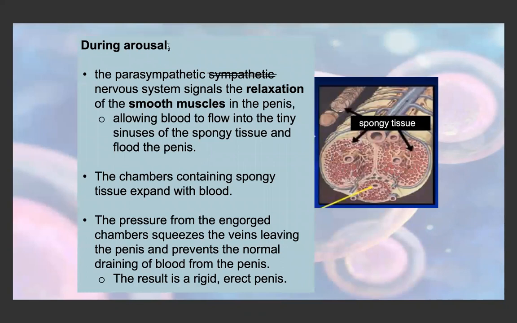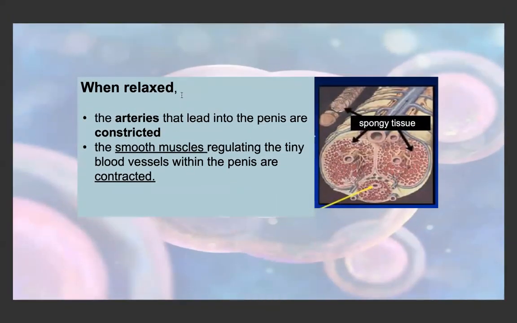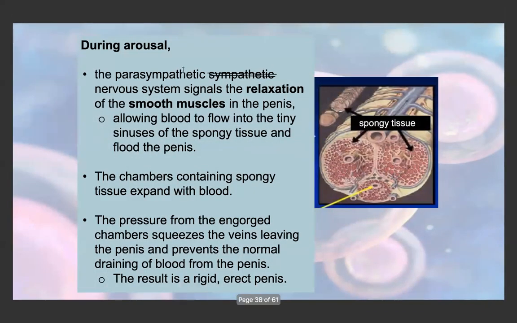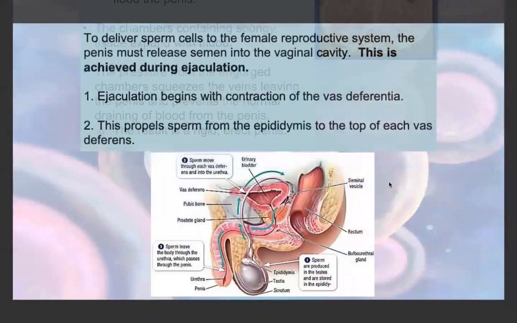During arousal, so when the male is not relaxed, the parasympathetic nervous system signals the relaxation of the smooth muscles in the penis. This allows them to dilate as they relax, which means that blood flows into the penis and floods the spongy tissue. Now, don't get confused between the fact that when a male is relaxed, these arteries are constricted, and when a male is aroused, the arteries are relaxed, or the muscles are relaxed. As the blood floods the penis, these tissues expand and create quite a high pressure within the penis. This then squeezes the veins, which drain out the penis, and they prevent blood from leaving, resulting in a rigid penis.